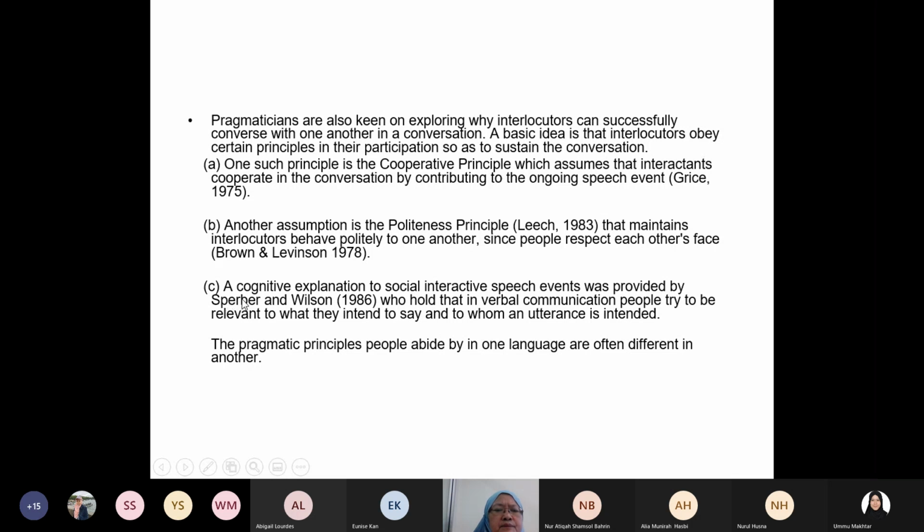Okay, and then the third one is a cognitive explanation to social interactive speech events, provided by Sperber and Wilson, who hold that in verbal communication, people try to be relevant to what they intend to say and to whom an utterance is intended. This Sperber and Wilson, they came up with relevance theory. I don't really know very well about relevance theory, but I've heard about it, and I presume it's, in essence, they're saying in verbal communication, people try to be relevant to what they intend to say.